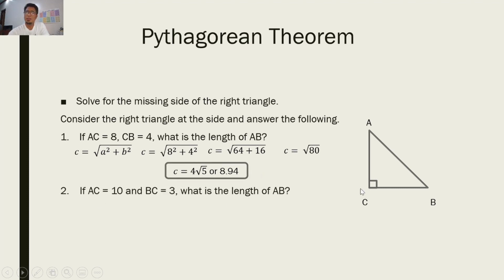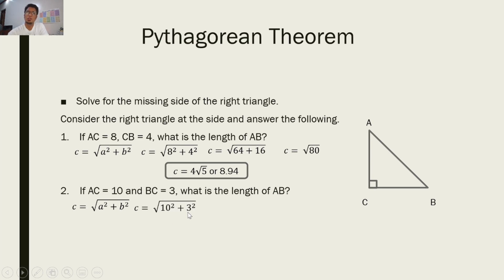If AC is 10, so ito yung A natin. BC is equal to 3. What is the length of AB? Still, we are looking for the hypotenuse. So C yung nawawala. Parehas lang sila ng gagamitin.